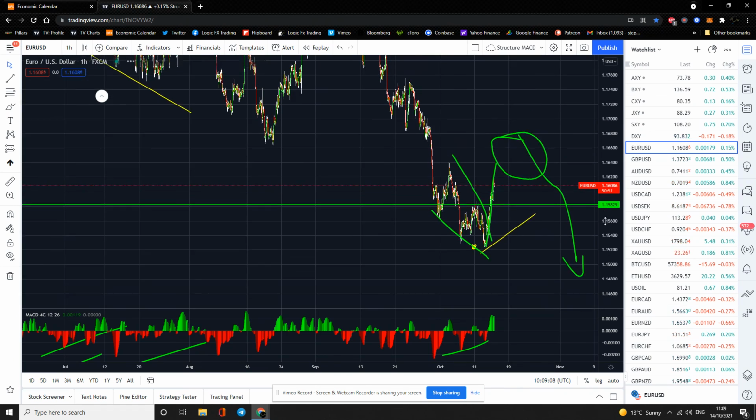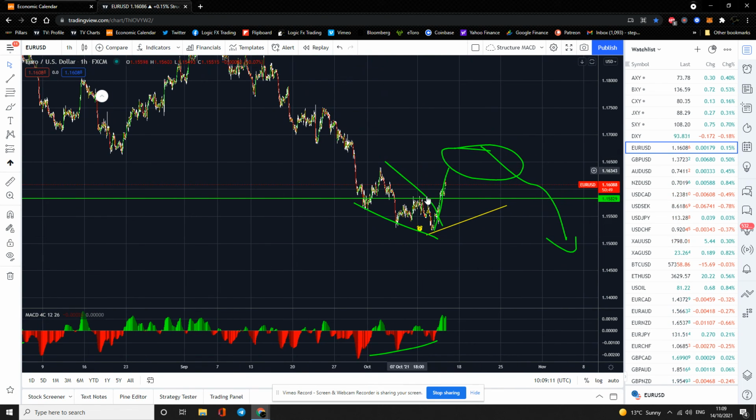So what does that all mean? Well, we've got the pullback in the euro that we expected. There's our ending diagonal. Up it's come.